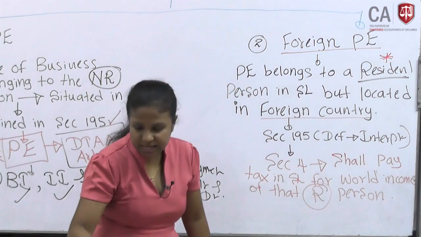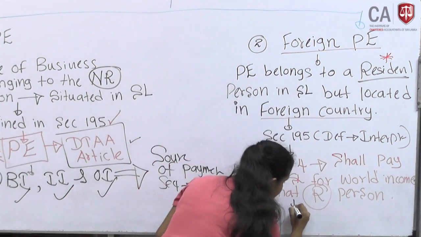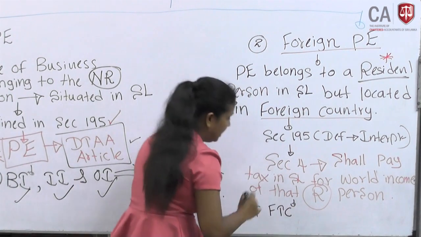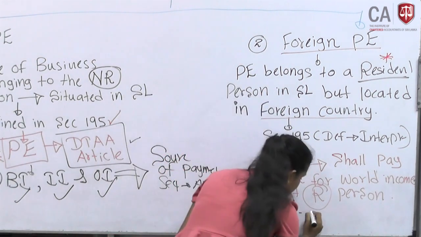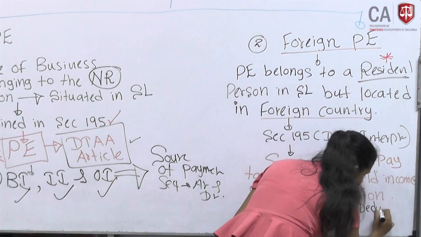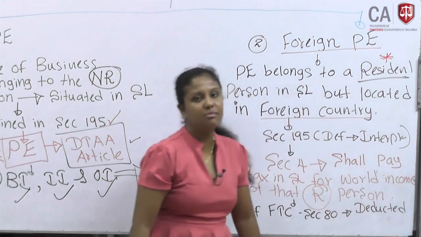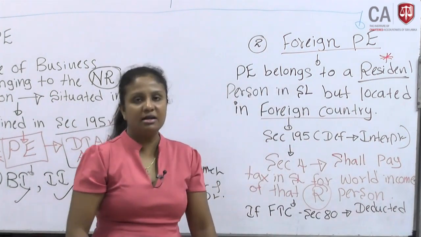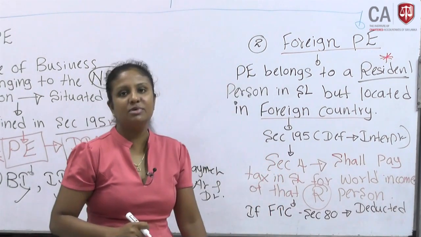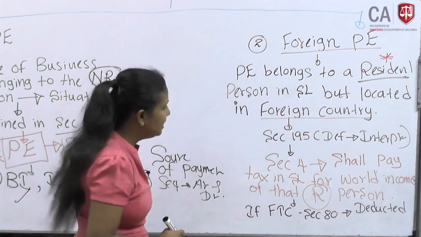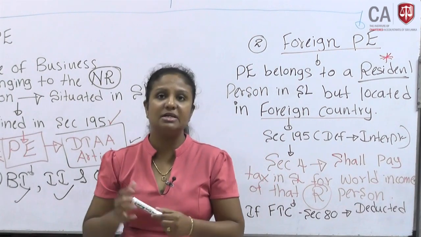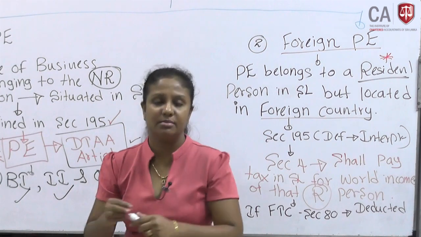For a resident person, again, if there is a foreign tax credit, FTC under section 80, that should be deducted if this foreign income has tax in that country and that foreign income has been included in this resident person's assessable income. Clear? Now, the two angles we have looked into are the foreign permanent establishment and the Sri Lankan permanent establishment.